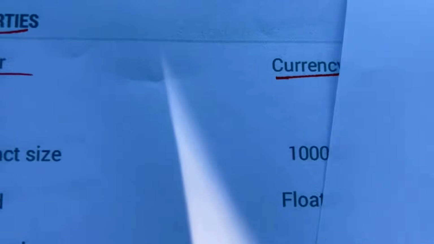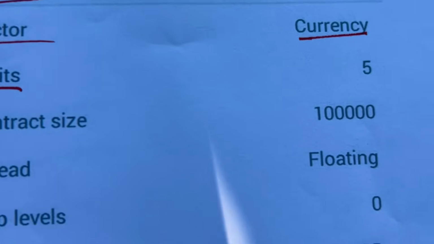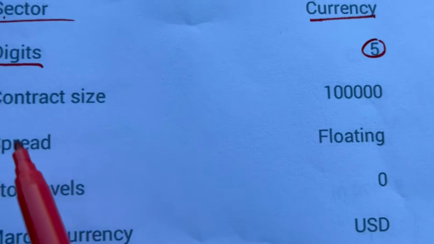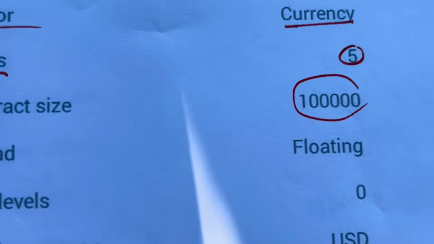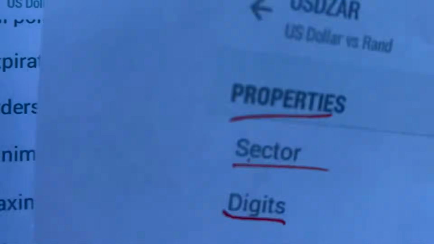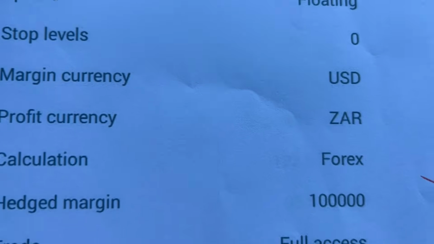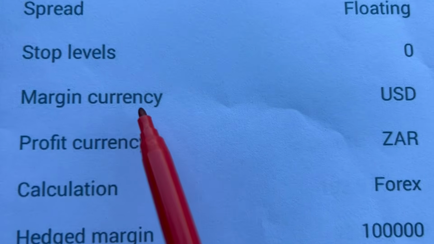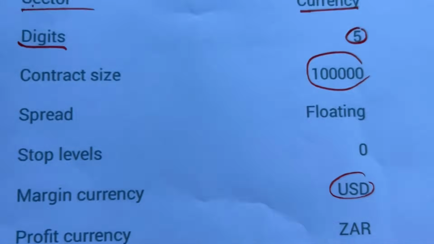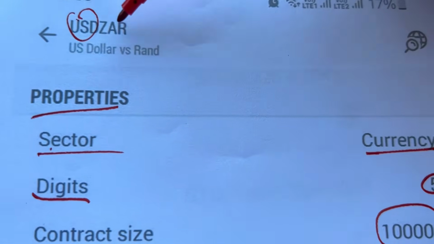There are 5 numbers after the comma, and it's very important to understand that price. This is the 5 digits that I'm talking about. Contract size is 100,000. Contract size is going to show you the margin, the money that's needed for you to trade, also the money that you're going to make. Now, on the margin currency here, the margin currency is in USD, because we are trading US dollars. So this is US dollar and this is ZAR.